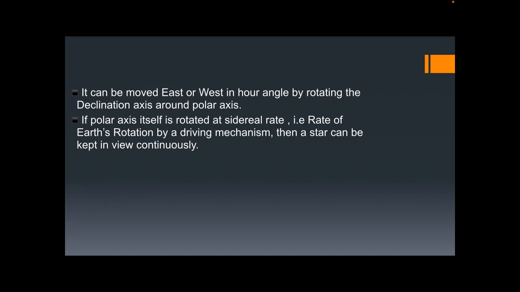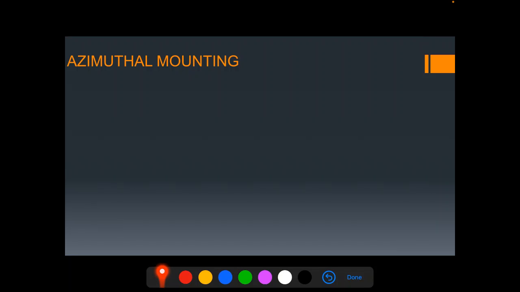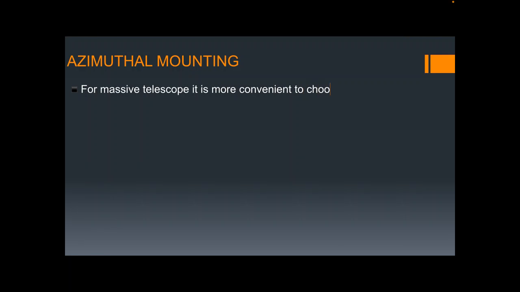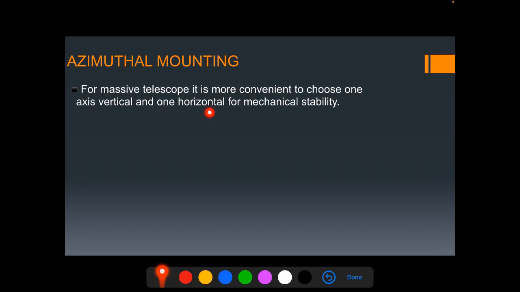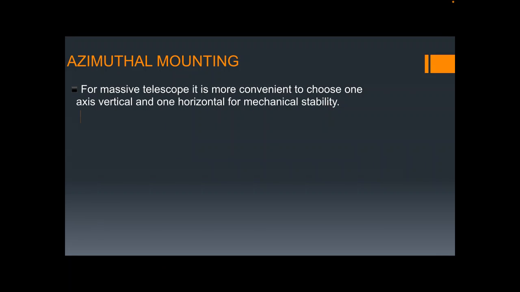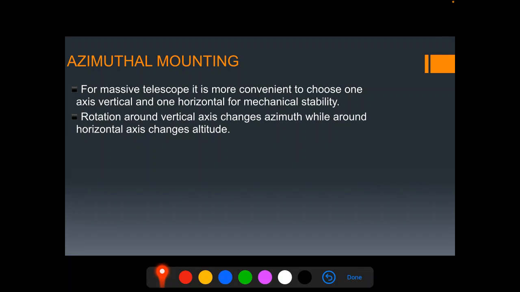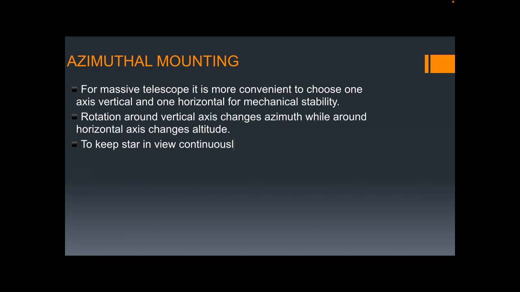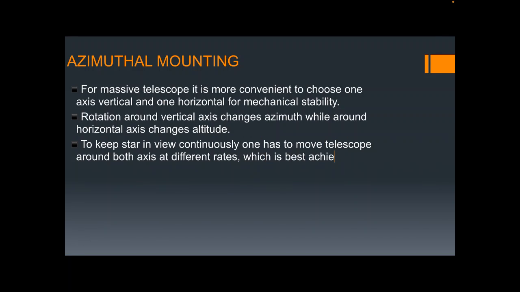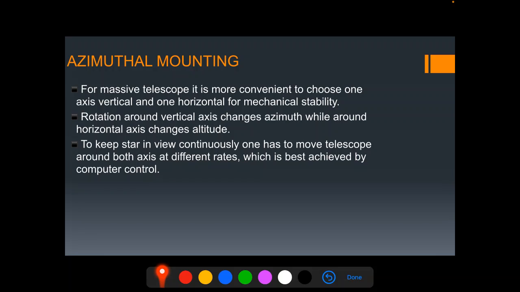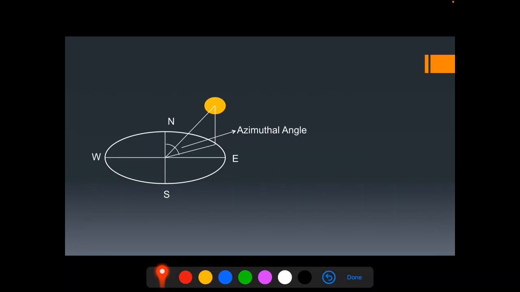Now the second type of mounting is the azimuthal mounting or alt-azimuthal mounting. What is azimuth? That we will see later. First we will see what the azimuthal mounting is. Now for a massive telescope, it is more convenient to choose one axis vertical and one horizontal for mechanical stability. So rotation around the vertical axis changes the azimuth, while rotation around the horizontal axis changes the altitude. To keep a star in view continuously, one has to move the telescope around both the axes at different rates, which is best achieved by computer control.